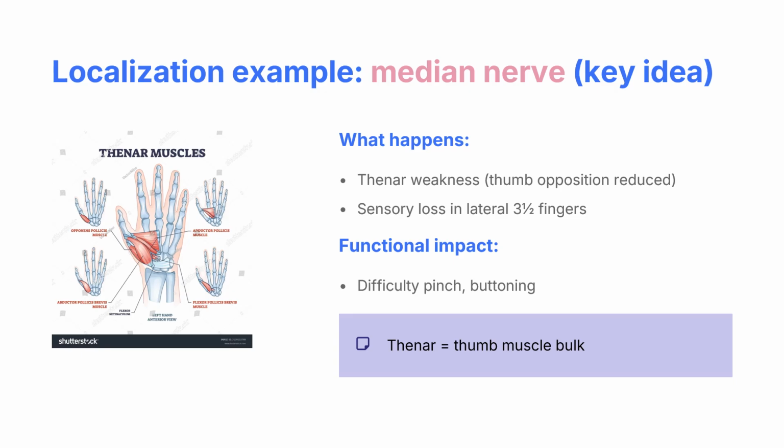Median nerve injuries: the thenar muscles of the palm become weak, leading to thenar muscle weakness. It will reduce the thumb opposition. If you have an opposition function, that will be reduced. That means opposition will be weak from thumb to any finger. There will be a sensory loss at the lateral three and a half fingers.